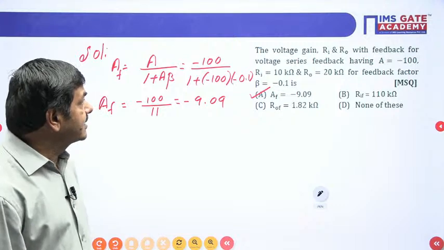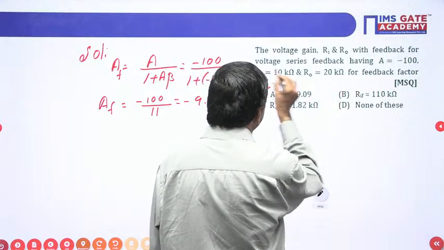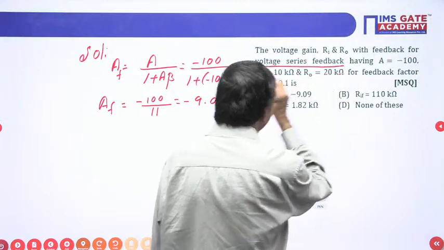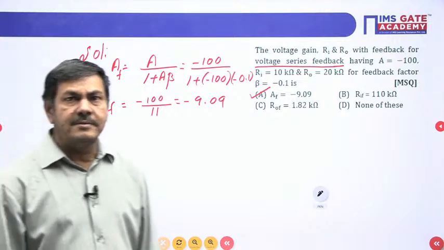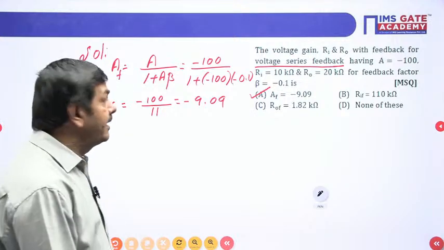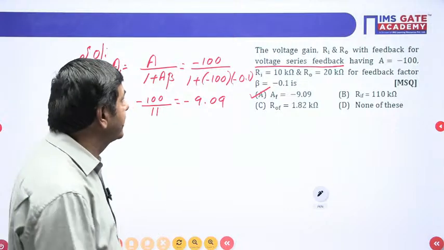And the next one, the type of the feedback given is voltage series feedback. We can check the other options now.